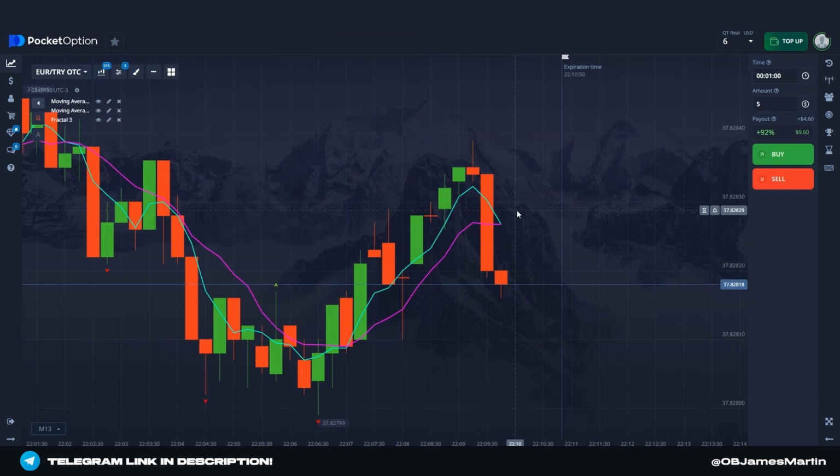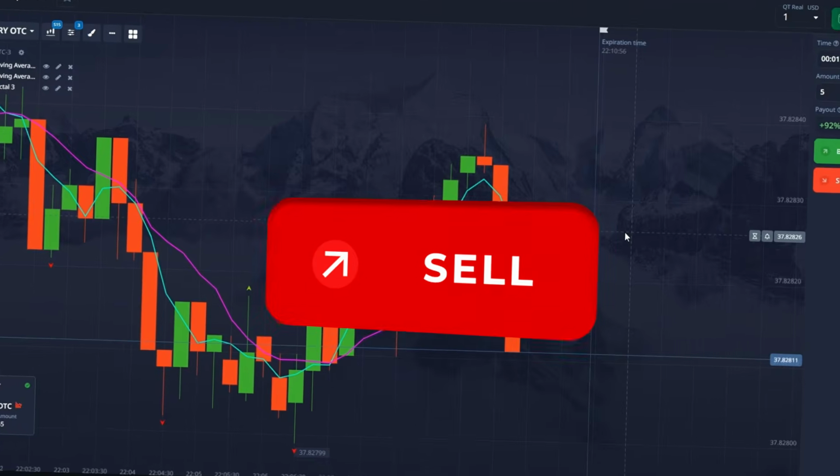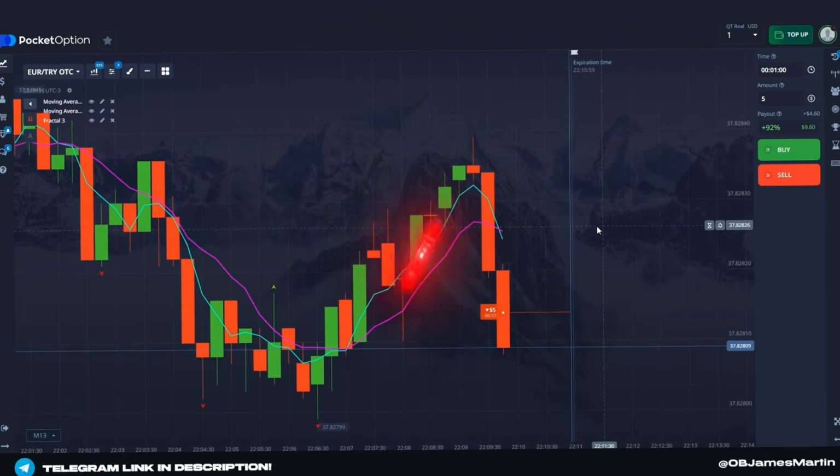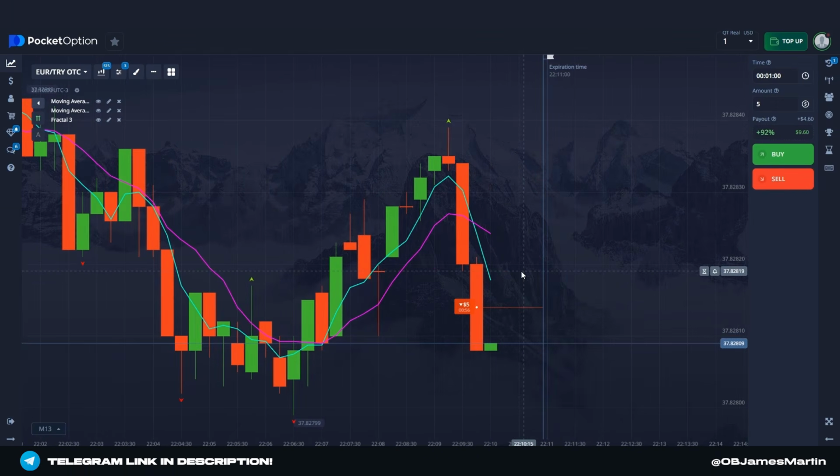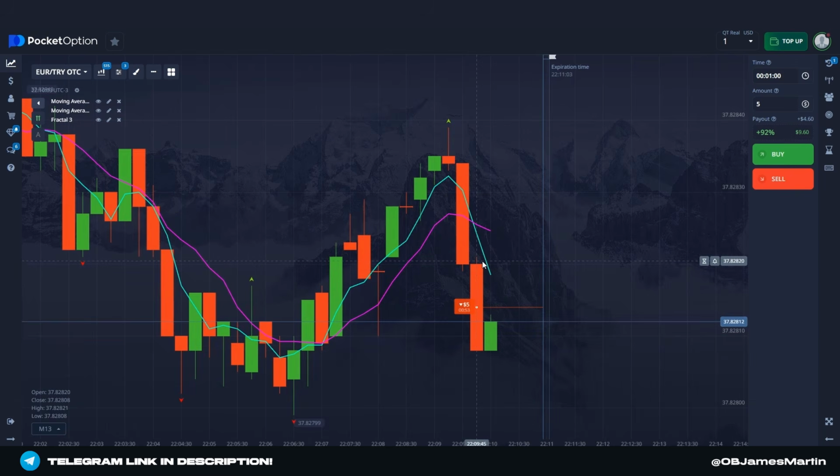Okay, so the expiration time for my forecast will be 1 minute. We start with the amount of $5 and my first one will be open with down. I press the red button right now. I will explain to you what I'm doing.